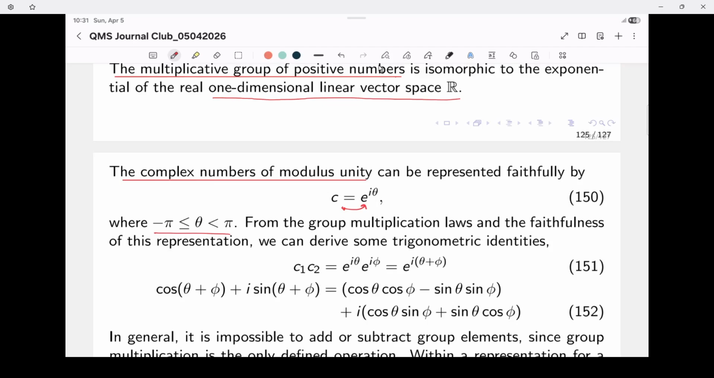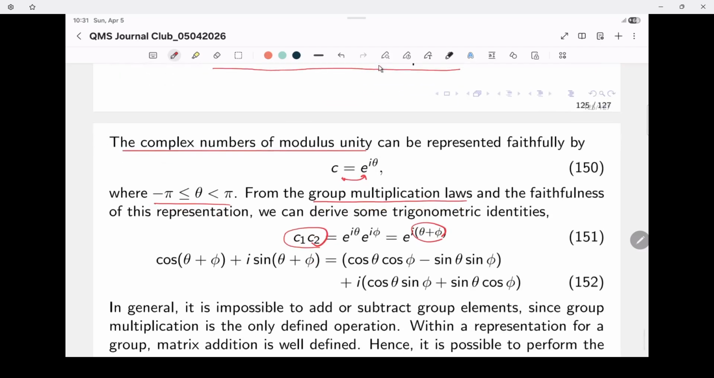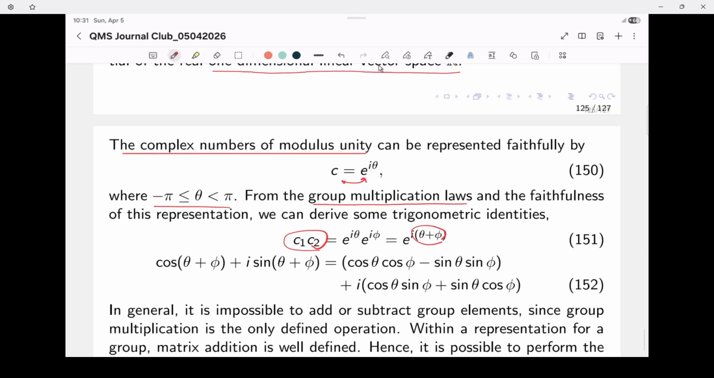If you have a group multiplication law on the left-hand side, then you know that it will transform into addition. And what is good about this is that a lot of the trigonometric identities are derived based on this. For instance, you use e^(i theta) equals cos theta plus i sine theta. Then you'll be able to derive the addition formula of two angles through the left-hand side and the right-hand side in this way.